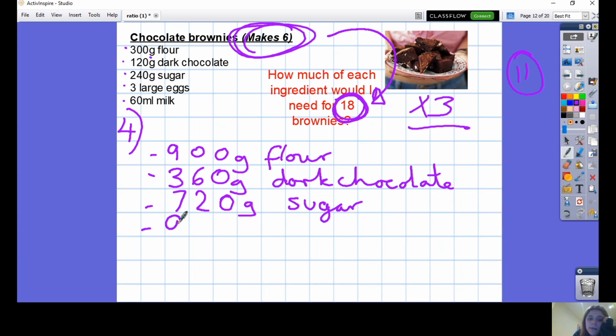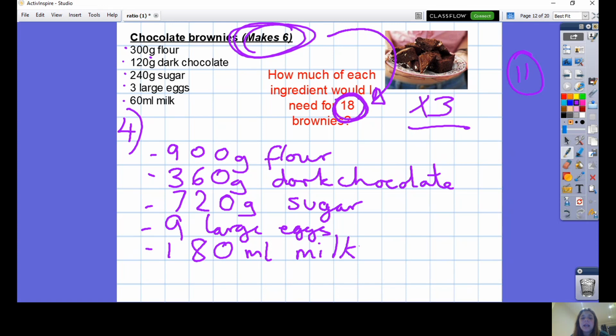3 large eggs times by 3, 9 large eggs. And finally, 60 millilitres of milk, times that by 3, and that would be 180 millilitres of milk. Well done if you got all of those correct. Well done if you remembered your units of measurement and you wrote down what the ingredient was.